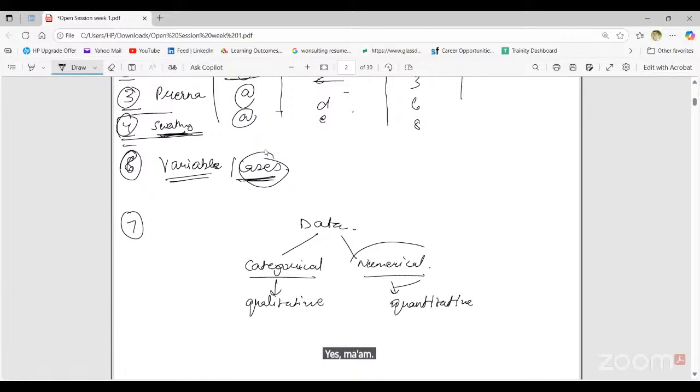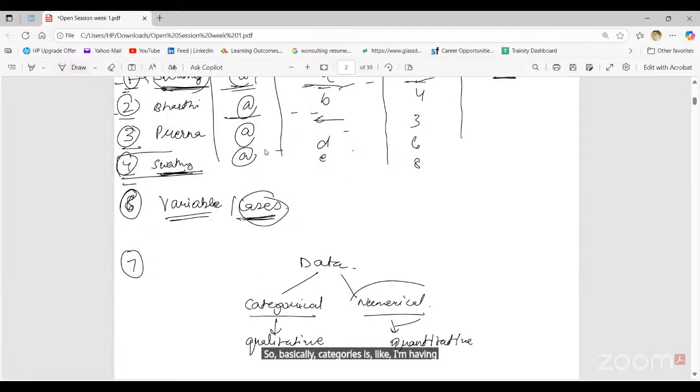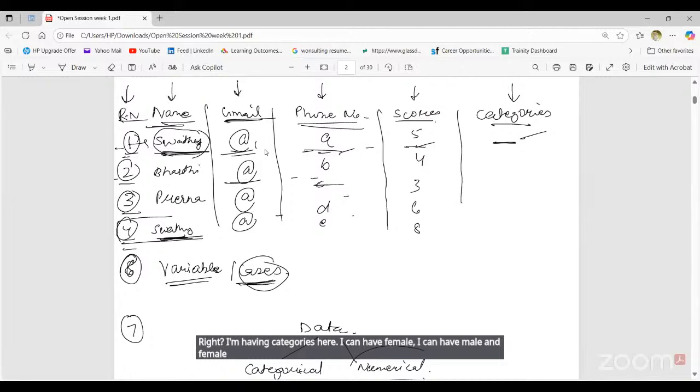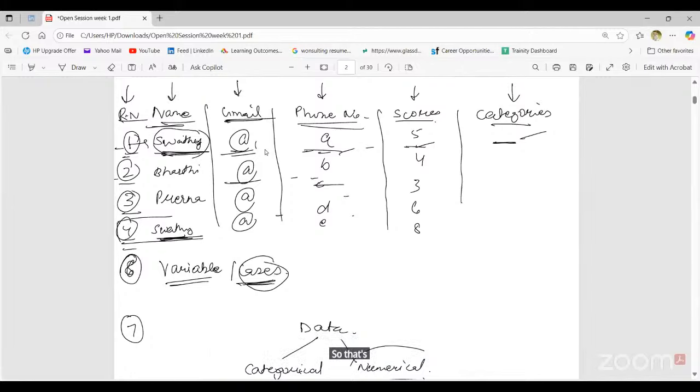So basically, categories is like I'm having a name. These are my categorical variables, right? I'm having categories here. I can have male, female, and everything. So that is my categorical. I'm just identifying a group. And numerical is I'm having the numbers.